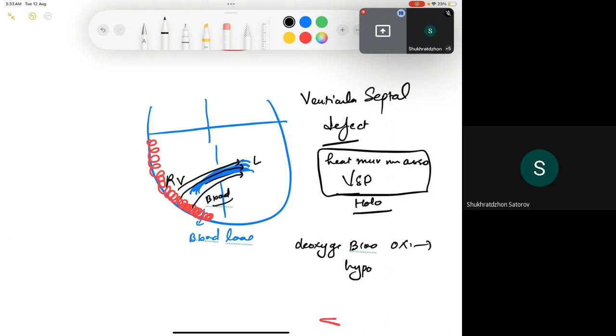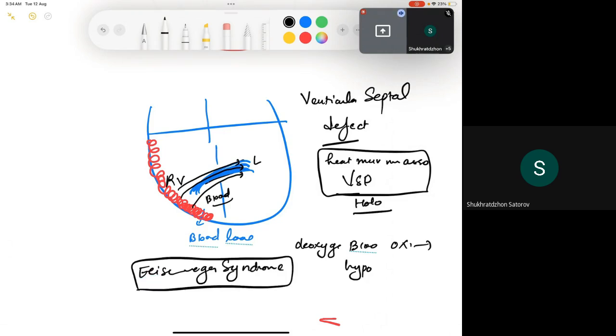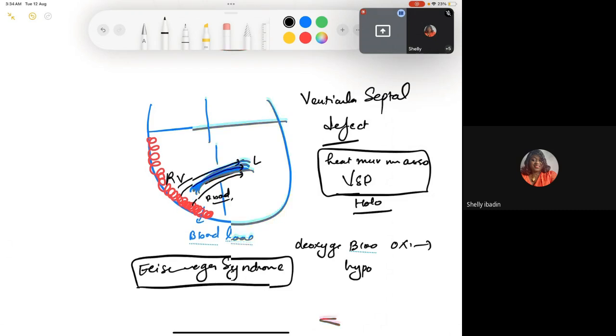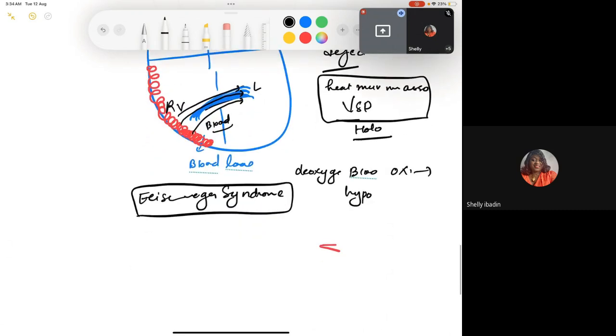Okay, and this reversal of shunt is basically called Eisenmenger syndrome. Is it clear? The reversal of shunt is called Eisenmenger syndrome, right? Which can lead to right-sided heart failure as well, because the right side is getting a lot of load from the left side. Reversal of shunt is Eisenmenger syndrome.